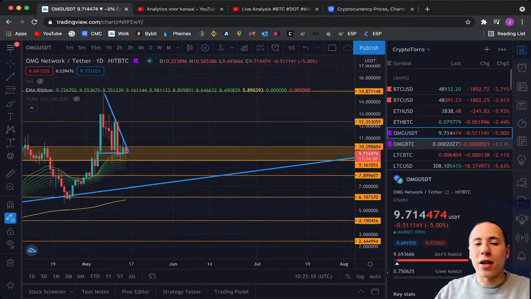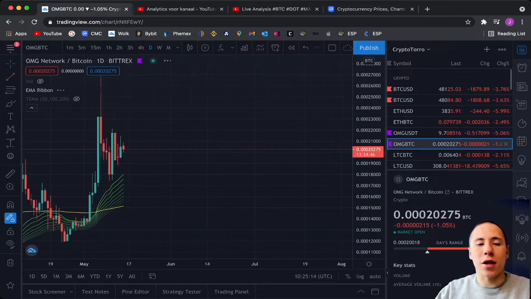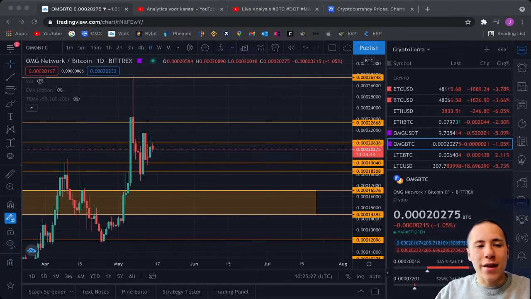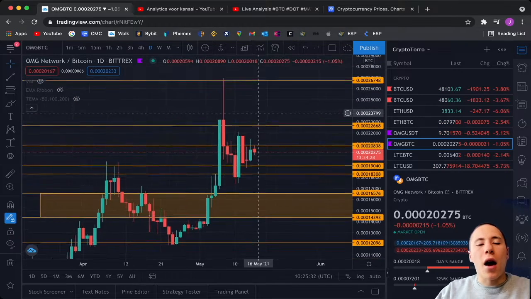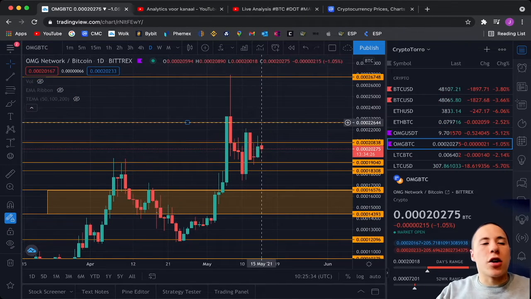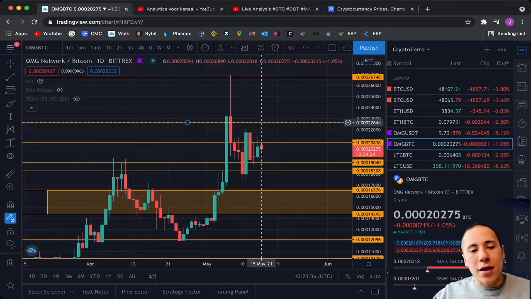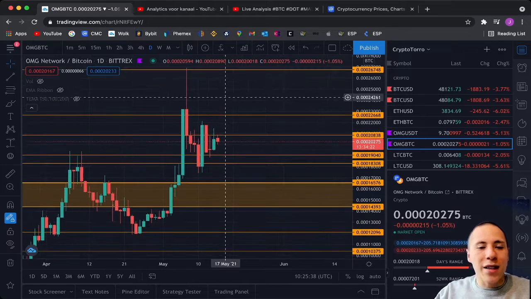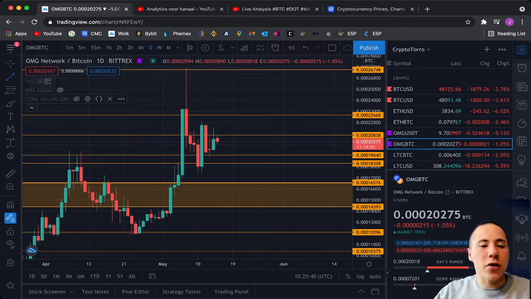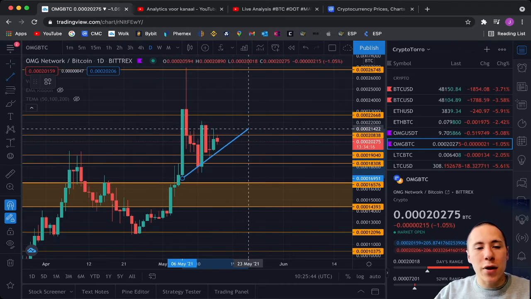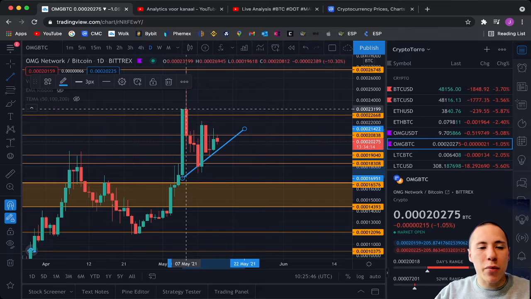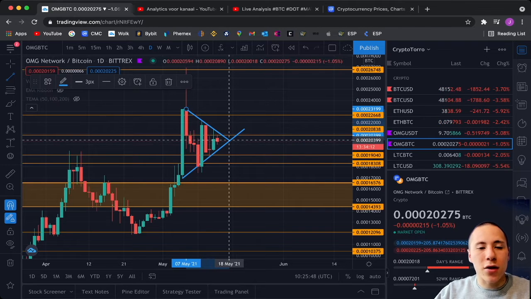But I will be switching to the OMG Network compared to Bitcoin chart on the daily time frame as well to show you something. And what we are seeing here on the daily chart is something completely different than what we were seeing on the daily chart compared to the US Tether, because what we are seeing here is actually not a descending triangle but a symmetrical triangle being created. And a symmetrical triangle is a continuation pattern of the previous trend, and the previous trend, as you can see, was a trend towards the upside.